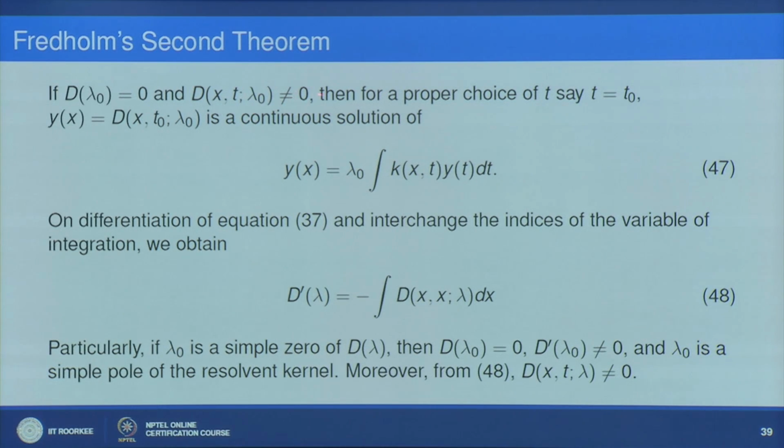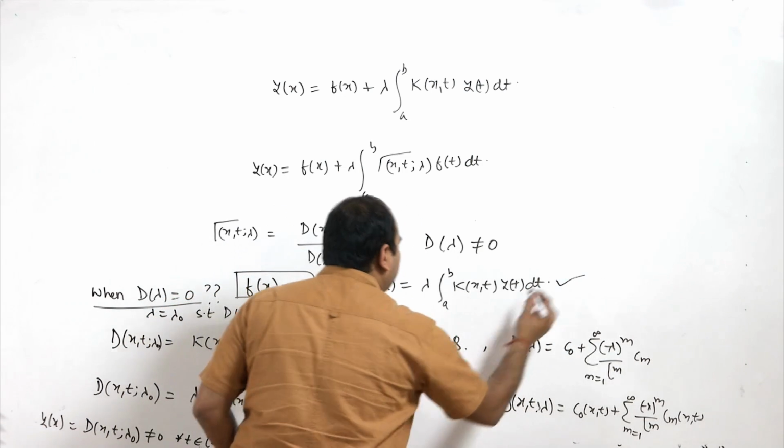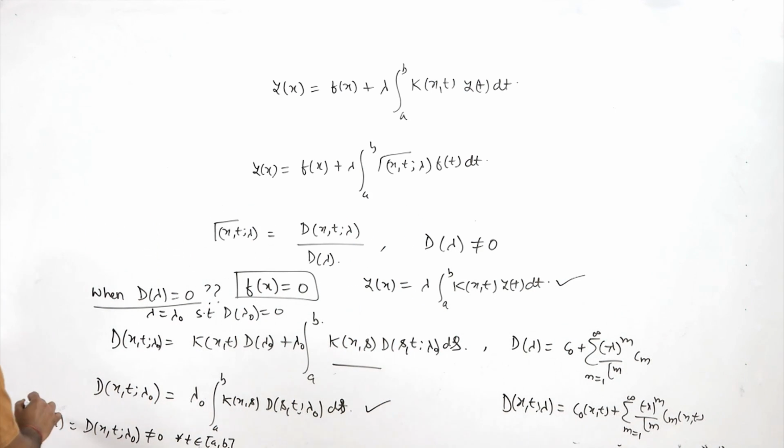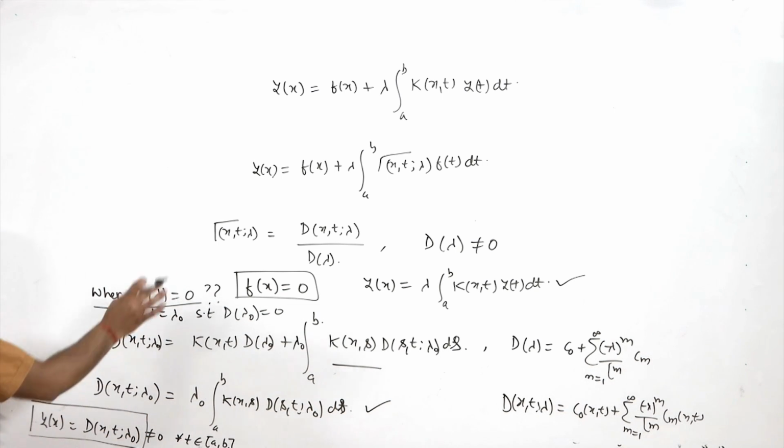then we can choose any value of this t and we can say that y of x equal to D of x, t naught, lambda naught is a solution of this equation, that is y of x equal to lambda naught integral a to b K x, t y t dt. So that is clear from this. So here if you compare these two equations, we can say that y of x equal to D x, t, lambda, which is not identically equal to 0, is a solution of this equation.